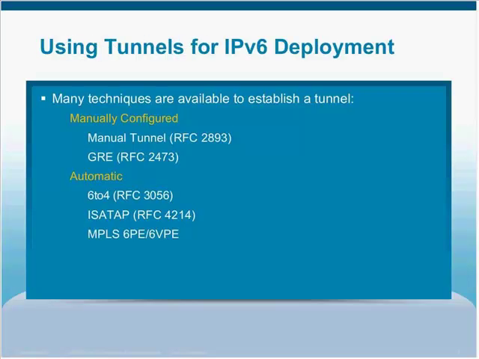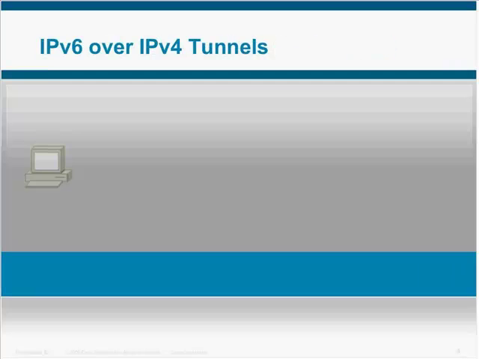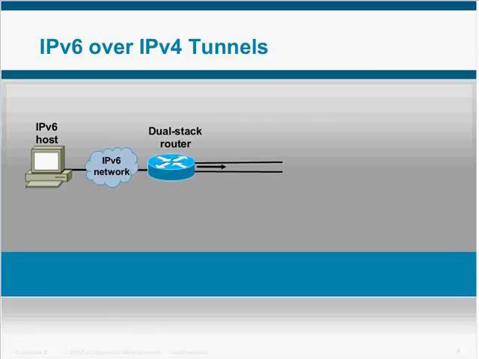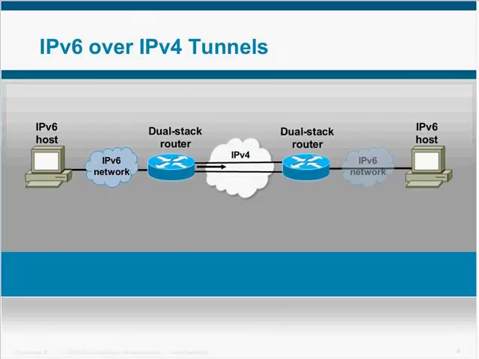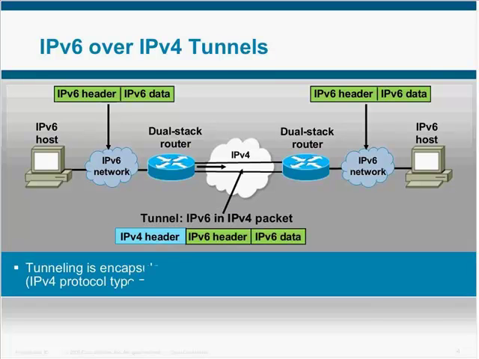Thank you. Okay, so in today's presentation, we'll be focusing on a few tunneling techniques that you can leverage to ease your IPv6 deployments. These techniques are actually classified into two main categories. So the manually configured tunnels and the automatic tunnels. So we'll start with a manually configured tunnel example, and namely IPv6 over IPv4.